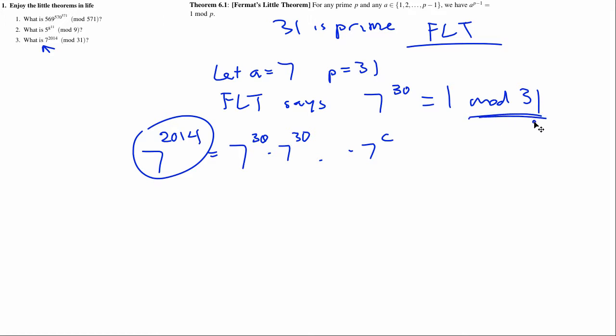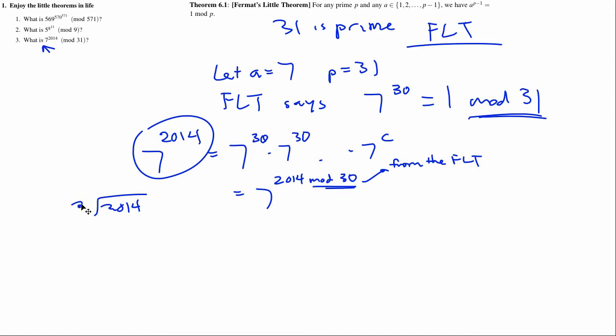Well, we've been working on it this whole time. It looks like a mod. So this is in fact 7 to the 2014 mod 30, and this only works because of the FLT. So 2014 mod 30, if you do the math really quickly, you have 6 and you have 21. 7 looks like the right one here. So you're left with mod 4. Or 4 mod 30, sorry. Mod 30, mod 31.